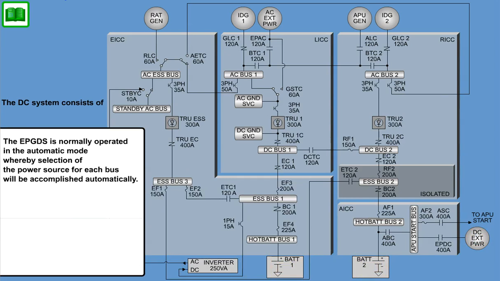The EPGDS is normally operated in the automatic mode, whereby selection of the power source for each bus will be accomplished automatically.